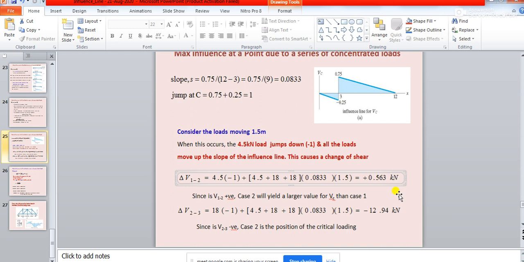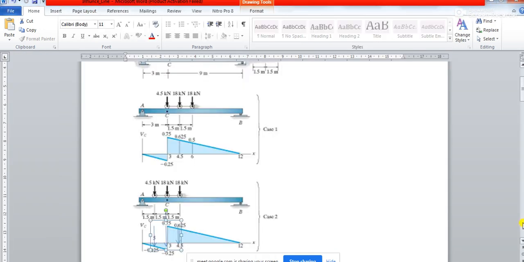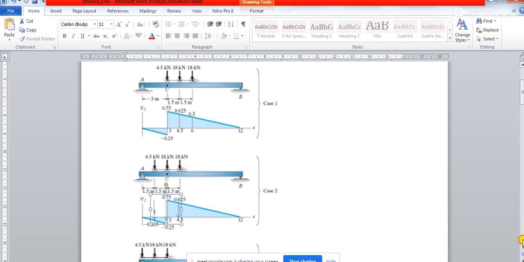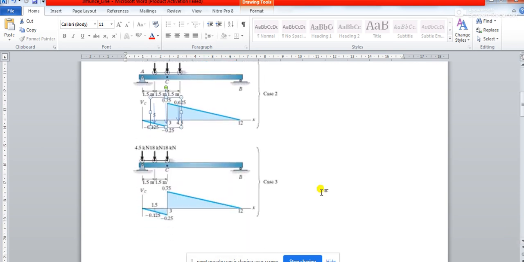So what will be the next case? If we again come back to this document, the next case will be your case 3. If you remember, case 3 in the trial and error method also we have discussed. When it is coming to case 3, you observe the load will be moving further by 1.5 meter. So the load is now over here. Initially at case 2 it was here.